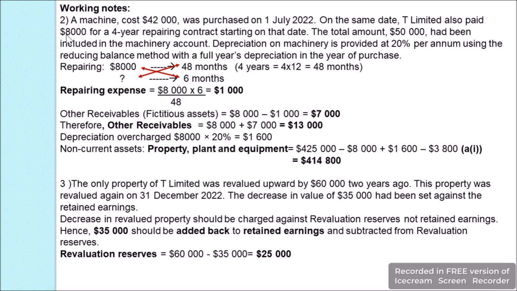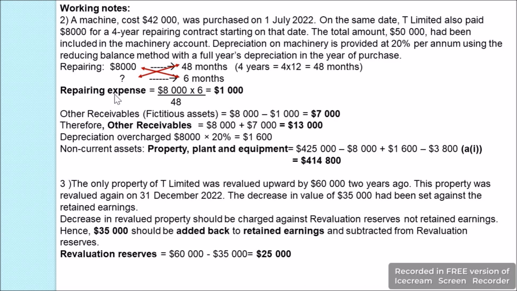So what we have to do is, this 8,000 is a fictitious asset. That is, for a 4 years period we have prepaid our expenses. And when we have prepaid expenses like advertisement expenses, preliminary expenses, which are prepaid for a period of time, these are fictitious assets and these have to be included in other receivables.